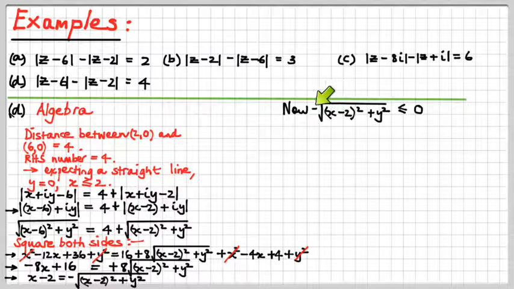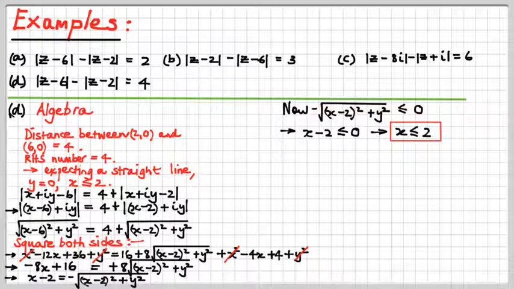See all that stuff there, that right-hand side? That's a negative of a positive square root, so therefore that has to be less than or equal to 0, doesn't it? Because it's negative. Therefore, we're saying x minus 2 has to be less than or equal to 0, therefore x has to be less than or equal to 2. That's what determines what's going on here. You do need that step.